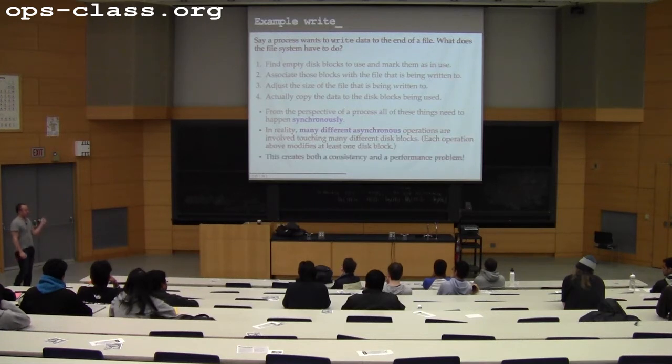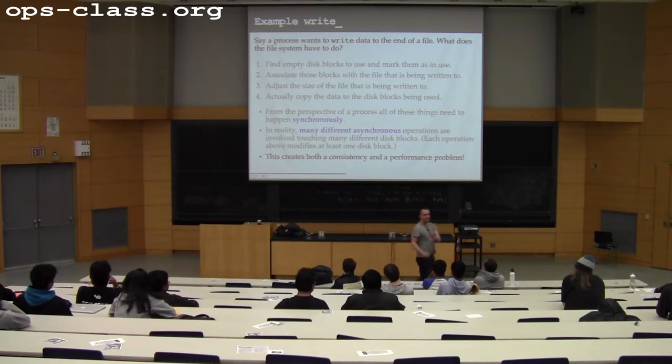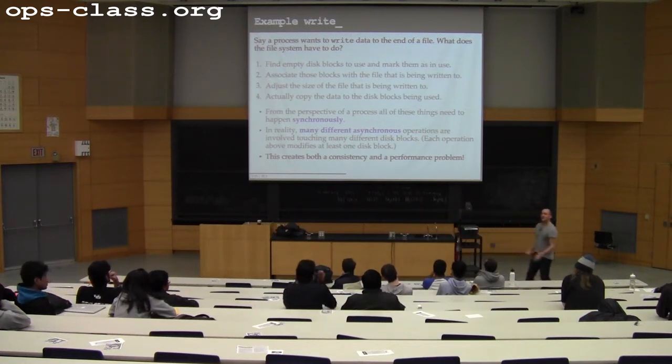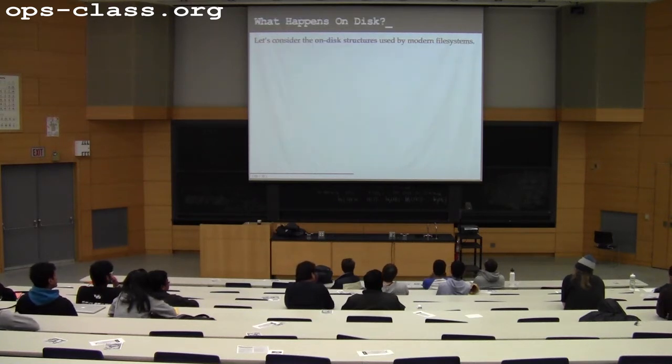There's also a performance issue here, because doing this requires potentially visiting and updating multiple locations on the disk. And so with the spinning disk, that means that my head's going to bounce around from here to there, and this is going to be potentially slow. So this is, in a nutshell, what makes file system design difficult and also really interesting: trying to optimize on-disk layout and the usage of the disk, both to improve performance and to maintain consistency when things go wrong. Okay, so let's start looking actually at some on-disk data structures.